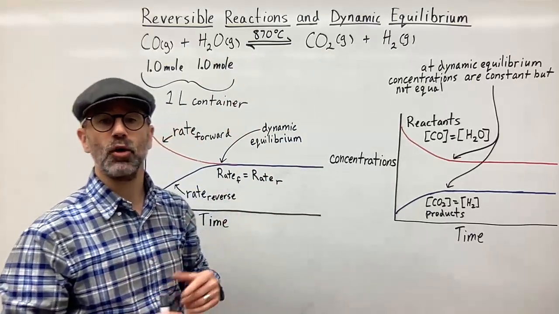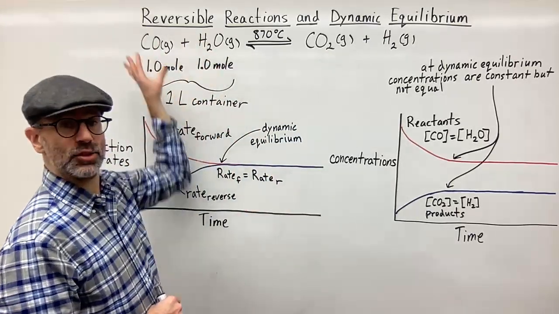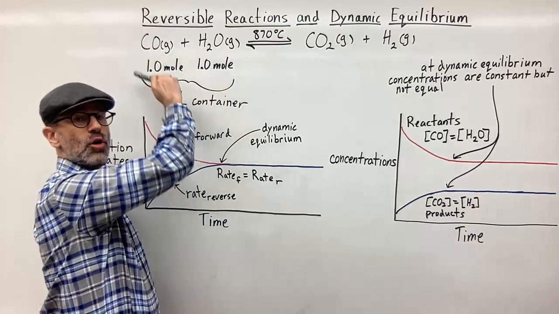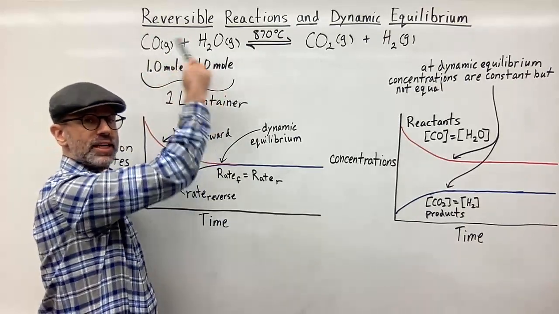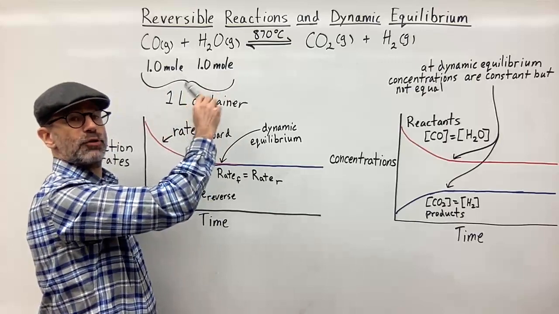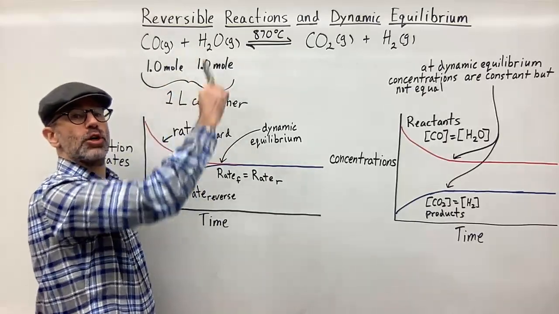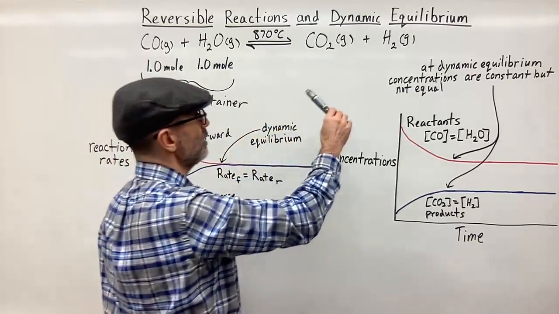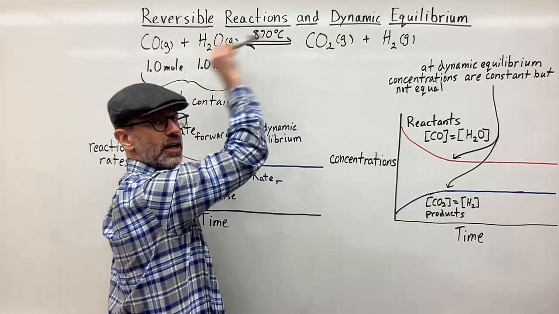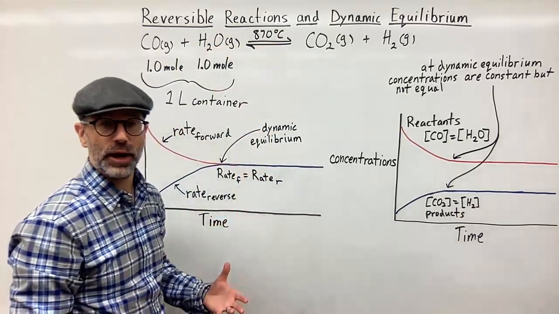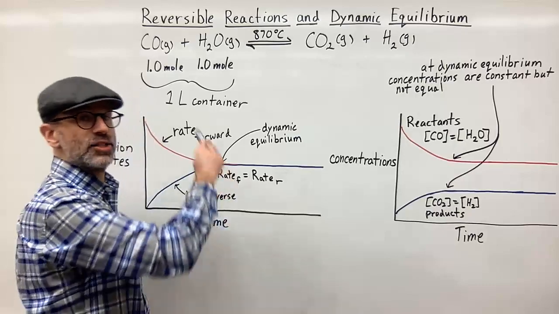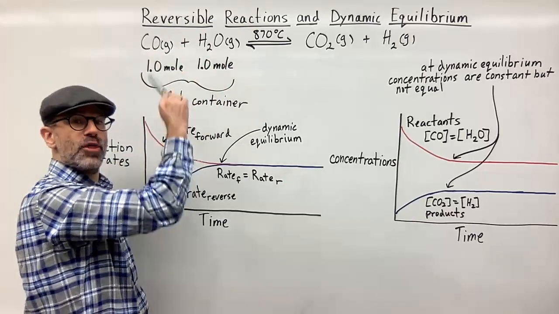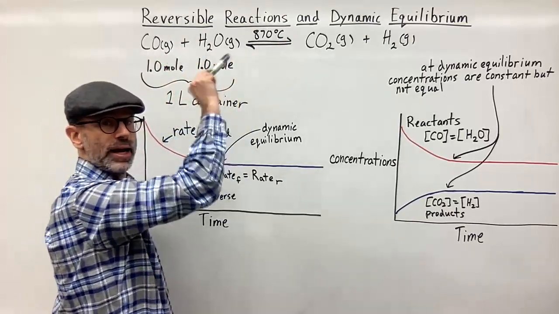But think about what's happening over time. As these react to form products, you're going to decrease the amount of reactant. So you're going to get fewer and fewer of these, which means that if you get fewer of these, you're going to get fewer and fewer collisions between the carbon monoxide and water. And that's going to slow down the rate of the reaction. Remember, the rate of the reaction is dependent on concentration. So over time, the concentration of your reactants are going to go down, thus slowing down the forward rate.